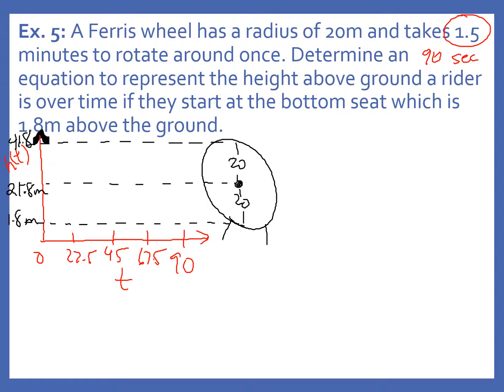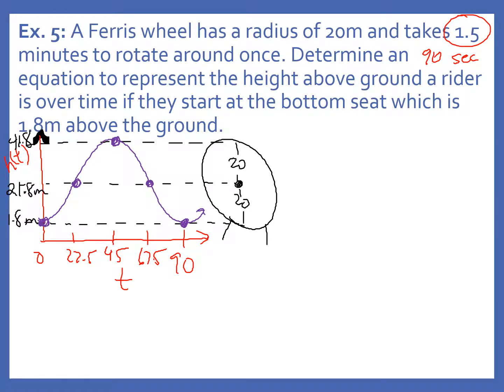This says that the rider boards at the bottom. So at time 0, he boards. Takes 90 seconds to complete one cycle, get back. Halfway, he would be at the top. And then at your quarter points, he's at the equation of axis. And there's our motion. So we want to come up with an equation.